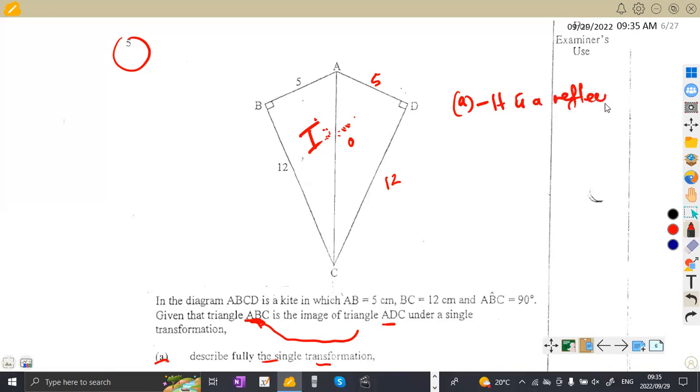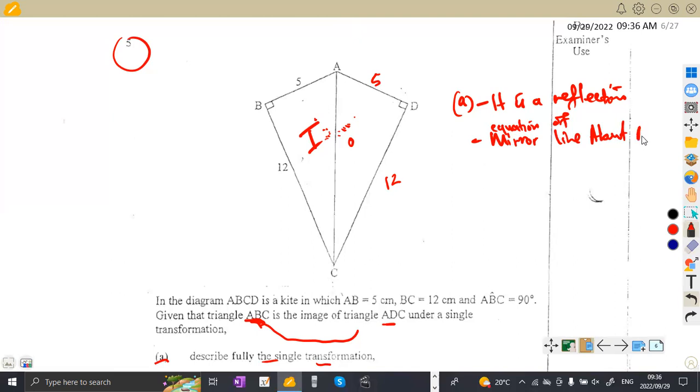All right, so we're going to have a reflection in this case. Then remember, we need the equation of the mirror line whenever we are dealing with a reflection. So you can even write here: mirror line about AC. So you can write mirror line.